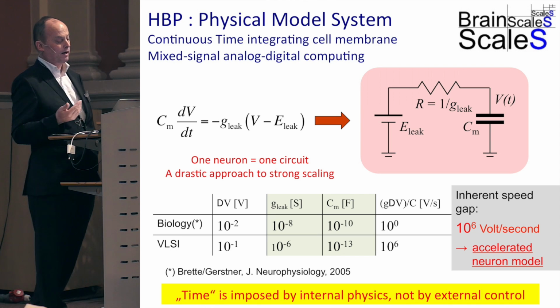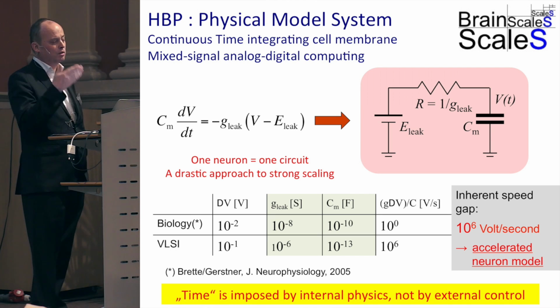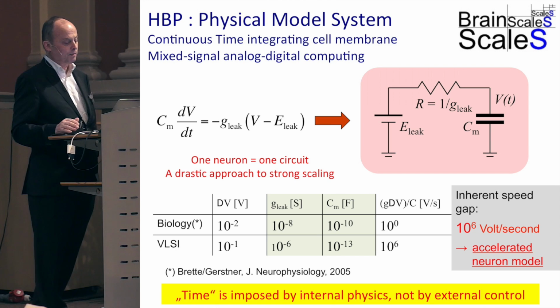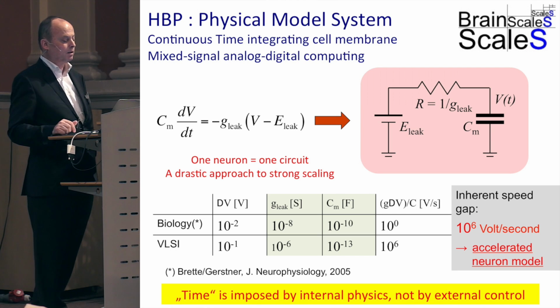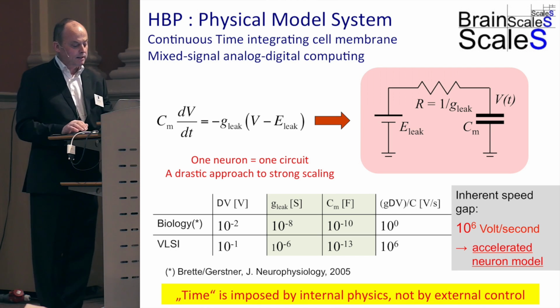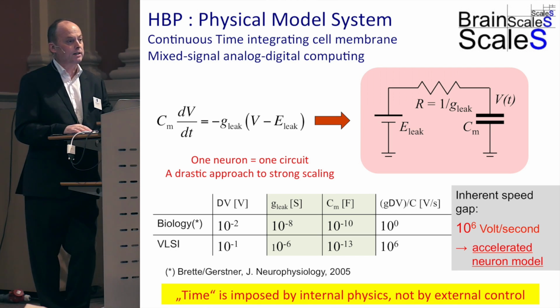Now, this is just a membrane. Of course, there are other time constants, like fall time and rise time of postsynaptic potentials, plasticity time constants, many others. There are about 20 time constants in the system. If you scale them all by the same factor, you have what we call an accelerated system. Time here is not imposed by an external clock, but really by the selection of the physical parameters.